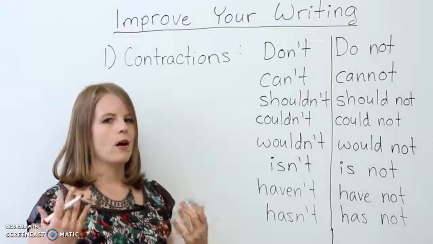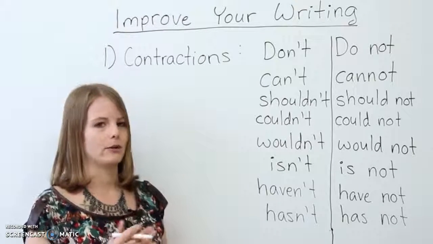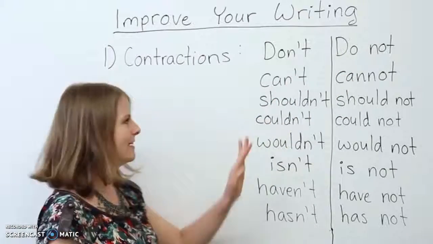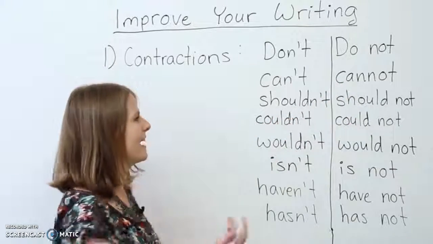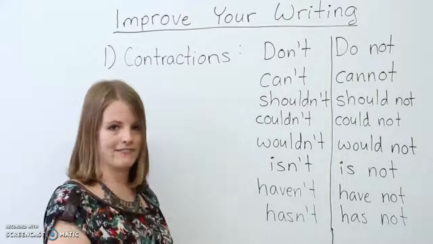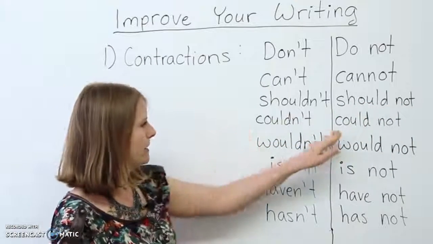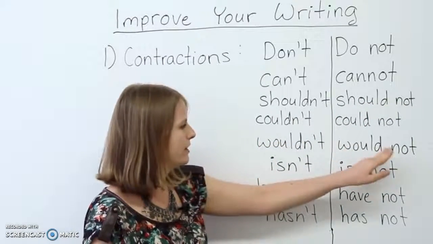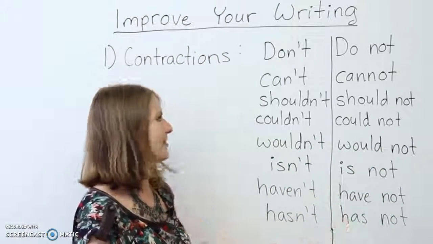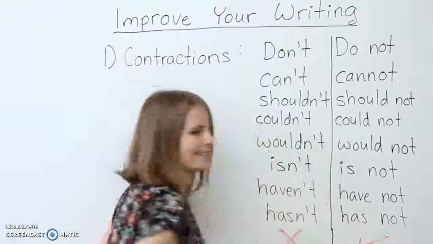Okay, so it's better to actually write out the word in full in academic and formal business writing. So instead of don't, use do not. Instead of can't, use cannot. And notice how with do not, it's actually 2 words. Cannot is just 1 word. Shouldn't becomes should not. Couldn't becomes could not. Wouldn't, would not. Isn't, is not. Haven't, have not. Hasn't, has not. Okay, so don't use these, use these.